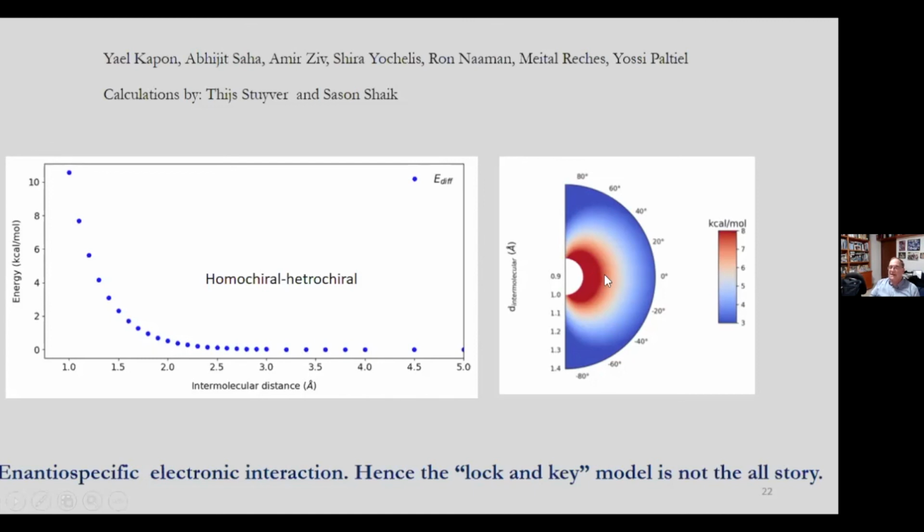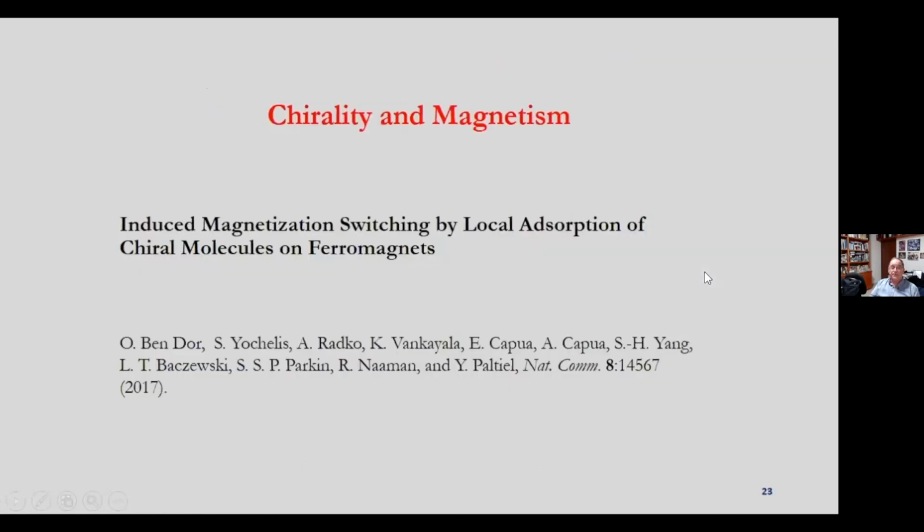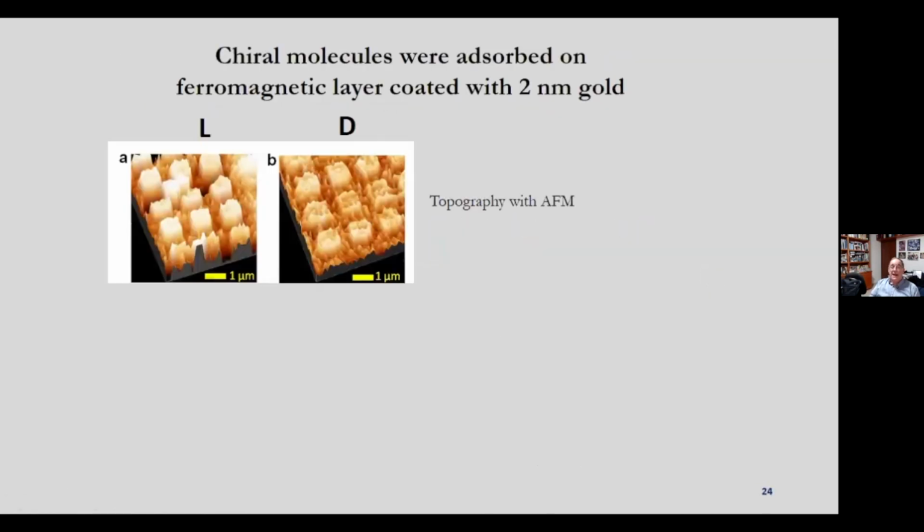So what it tells us is that in chiral molecules, the reaction becomes more angle dependent than for achiral molecules, and it's only because the spin is coupled to the molecular frame. Only to demonstrate to you the amount of the energy involved in this process, here we adsorbed chiral molecules on a ferromagnet that was initially not magnetized.